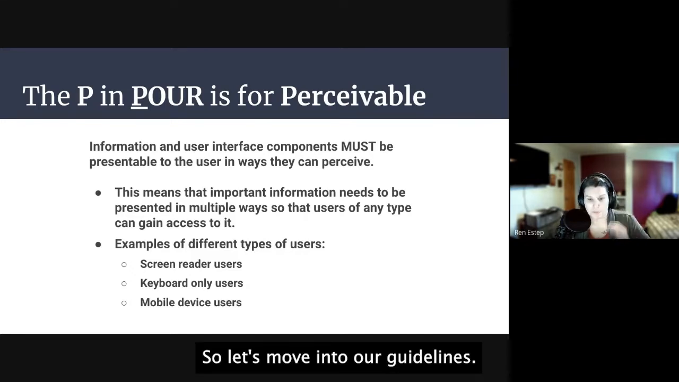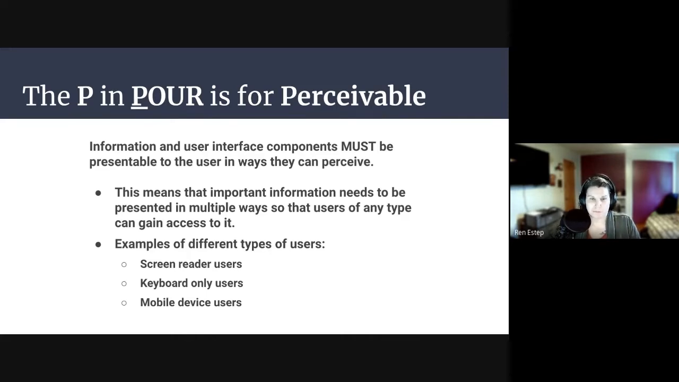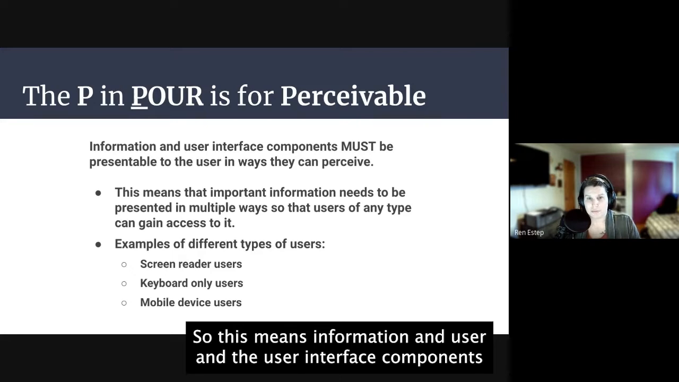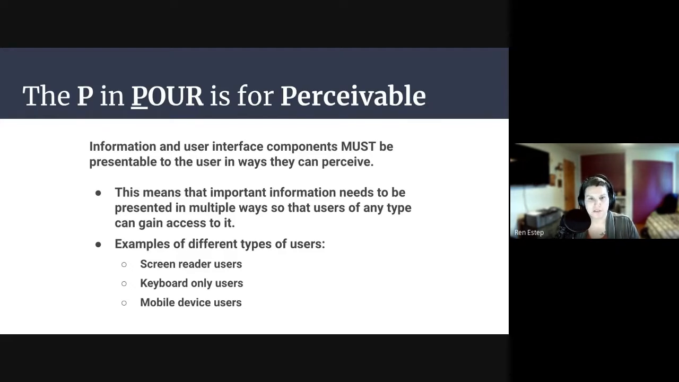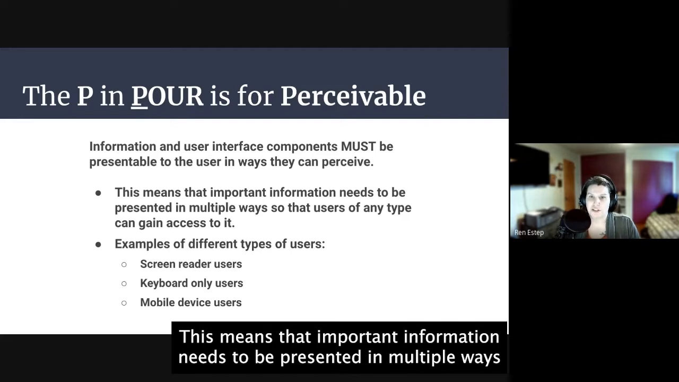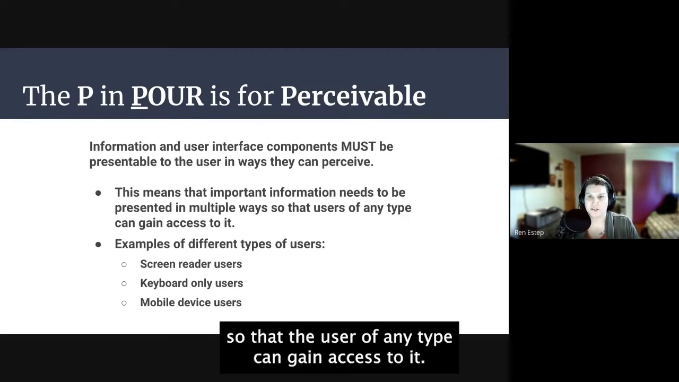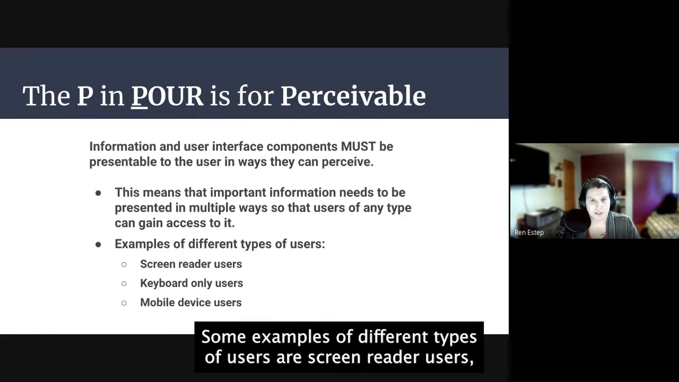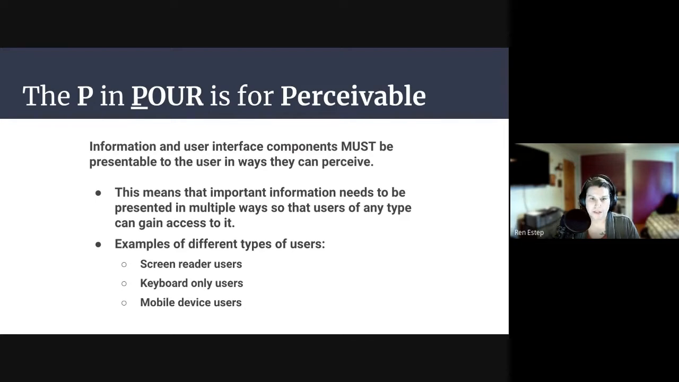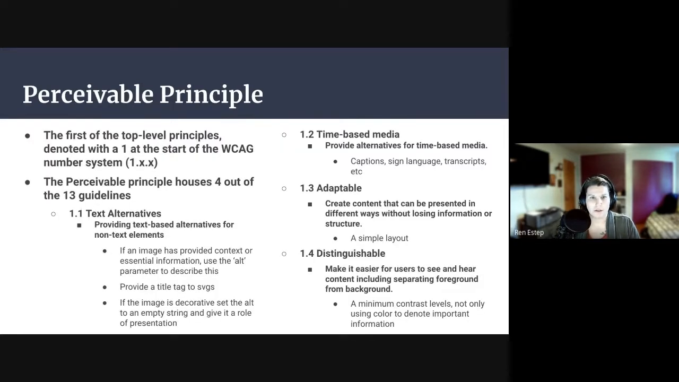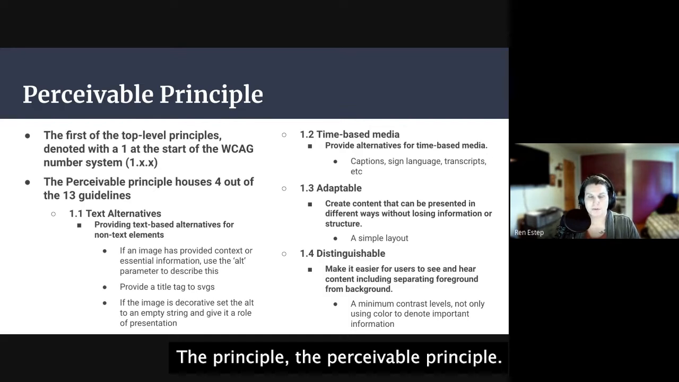So let's move into our guidelines. The P in POUR is for perceivable. So this means information and the user interface components must be presentable to users in ways they can perceive. This means that important information needs to be presented in multiple ways so that the user of any type can gain access to it. Some examples of different types of users are screen reader users, keyboard-only users, and mobile device users. The perceivable principle.